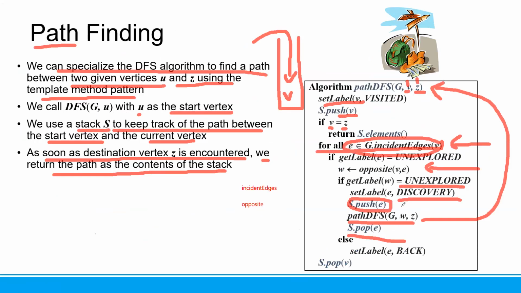If we already visited, then yeah, we don't need to visit it again. And if we have the opposite as explored, then we will make the label as back edge. So at the end, yeah, we will pop the V in order to know what is the remaining element in this one. So the remaining element will be all the element that you can use for the path finding.